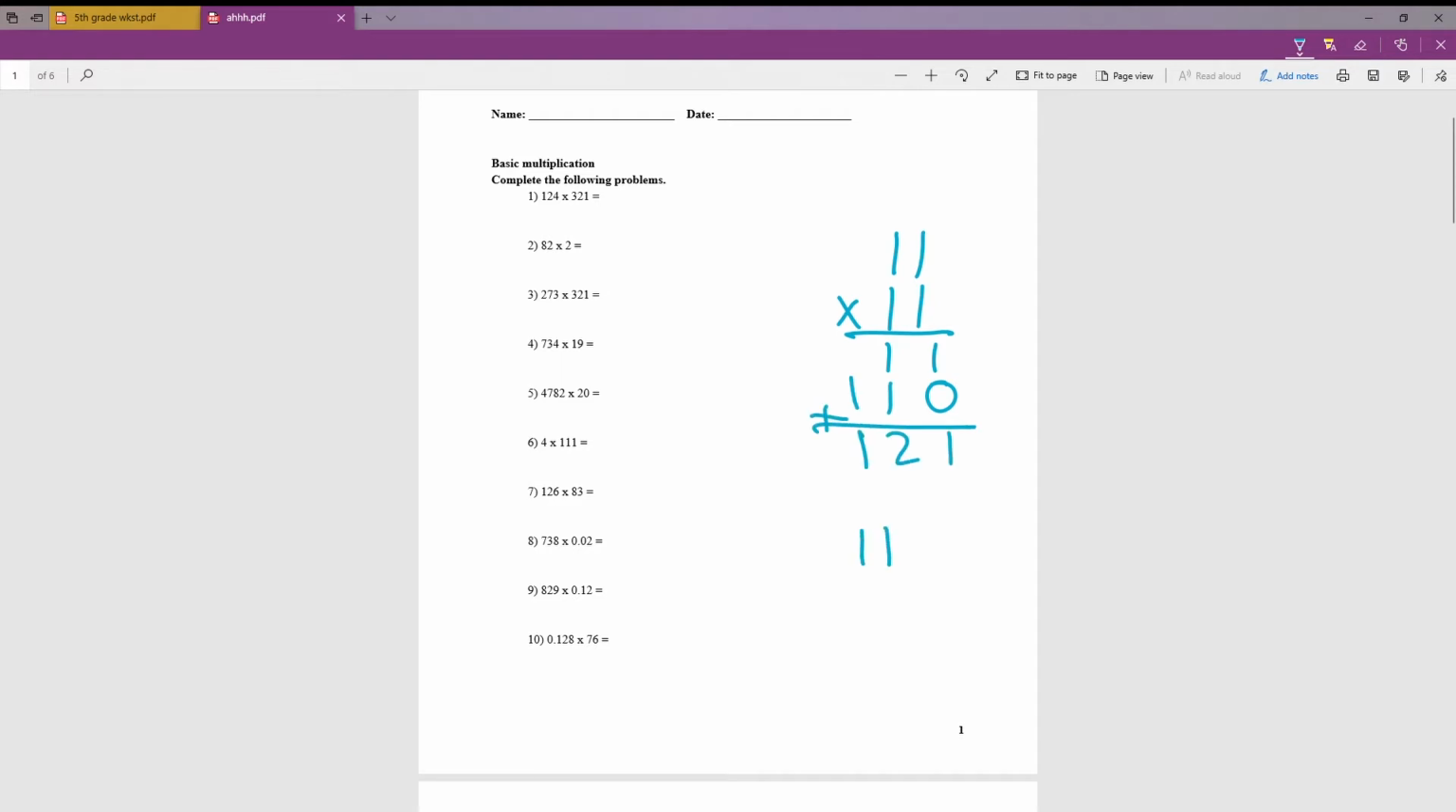When dealing with multiplying decimals, make sure to move the decimal point back to get it out of the way. So now you're just multiplying this. And then you move it back the same number of spaces. In this case, it was one time.